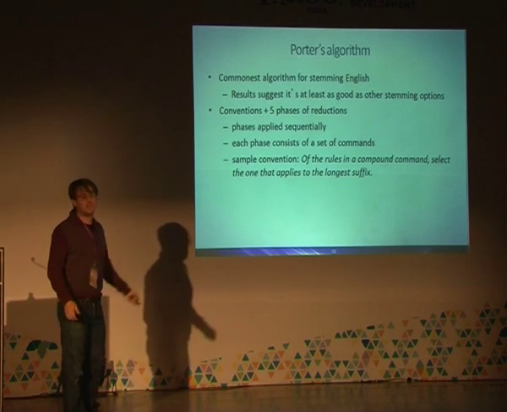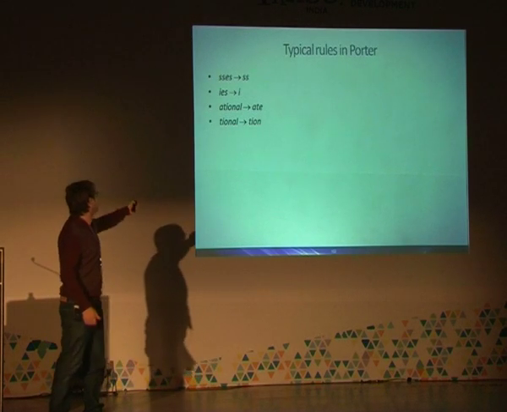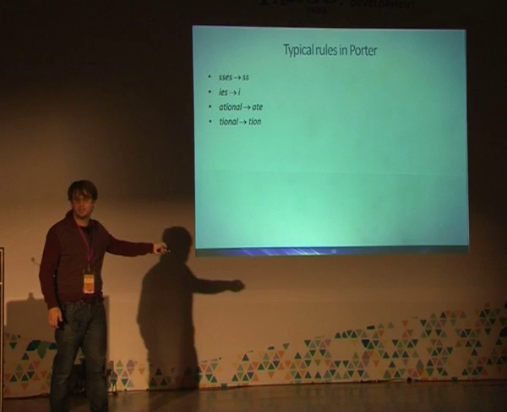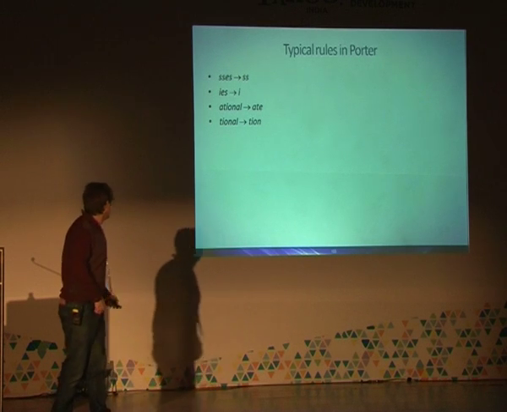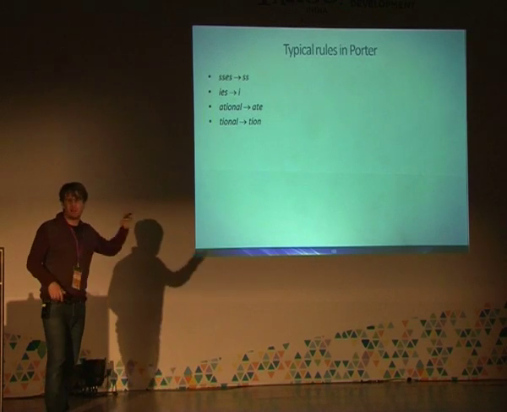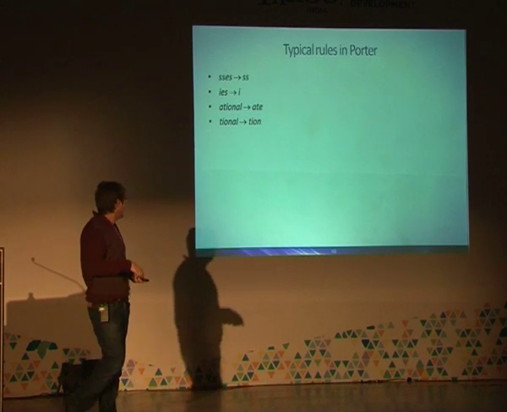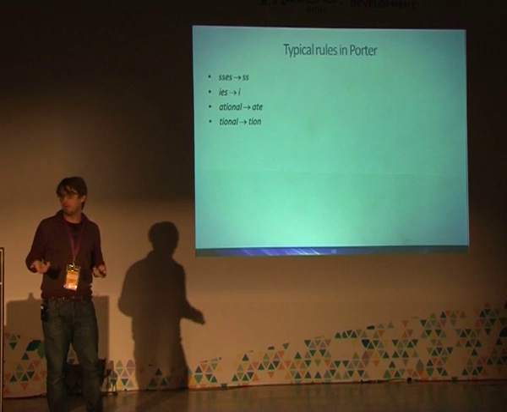Porter's algorithm is just rules. I'll show you an example. So you have things like that, right? This turns into this, turns into this, turns into this, and so forth. These rules are applied in cycles. So there are about five sequences of rules that you apply.